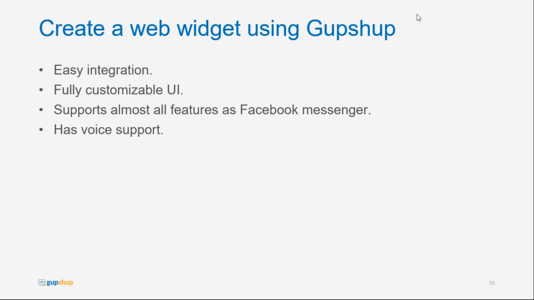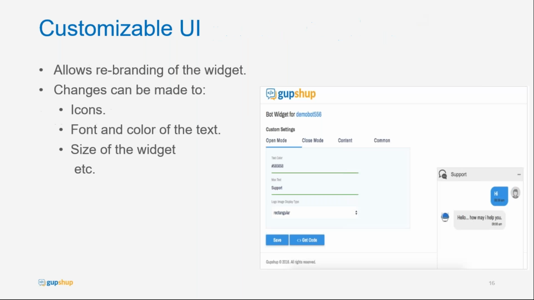It is fully customizable. The UI is fully customizable. You can change a lot of features to relate it to your website itself. It supports almost all features that Facebook Messenger supports, like carousel, structured message, and all, and we'll see it in a minute. It also has voice support, which is pretty interesting because the user can actually talk to the bot directly, and the bot response will be read out to the user. So we'll look at all these.